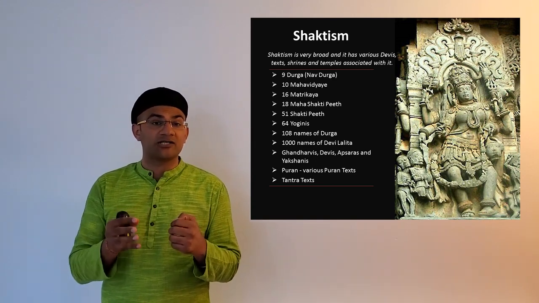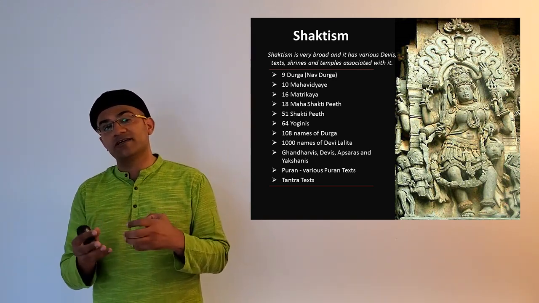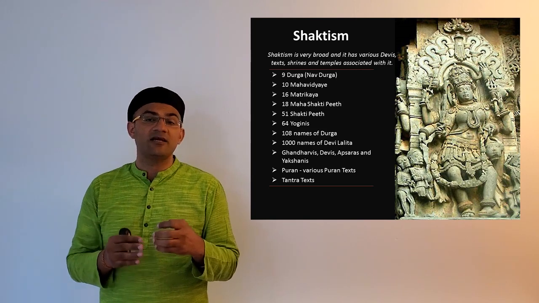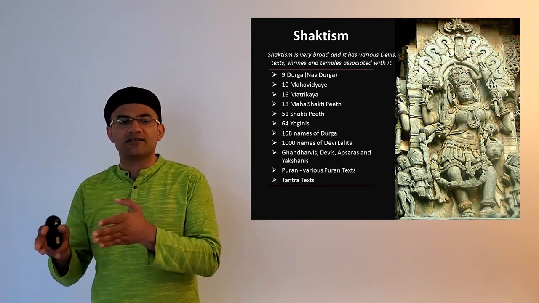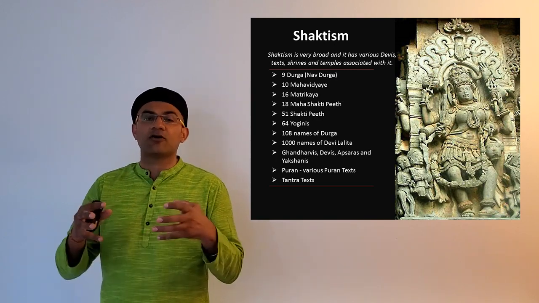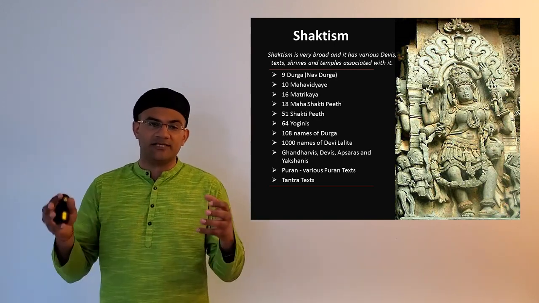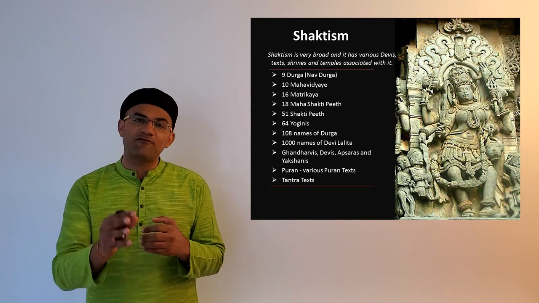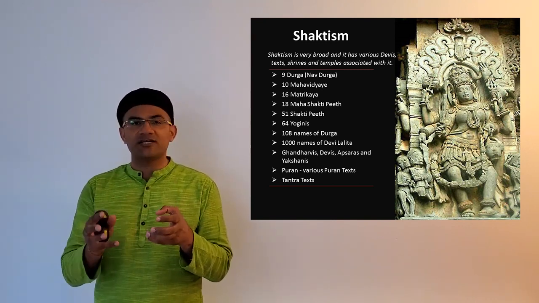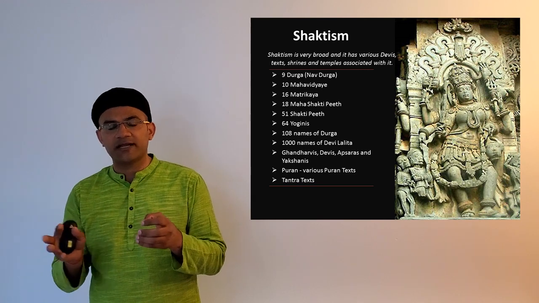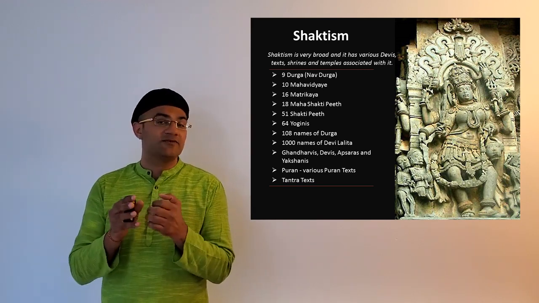Then 18 Mahashakti Peeths. Adi Guru Shankaracharya has listed 18 Shakti Peeths, the places of worship of Shakti. There are 18 of them. They are called Maha, the great places. Then there are 51 Shakti Peethas which are listed, and there's a detailed legend behind them, a story of what they are. Then 64 Yoginis.